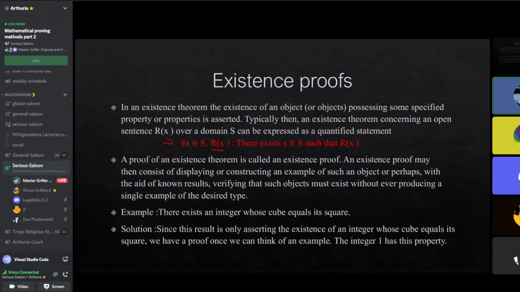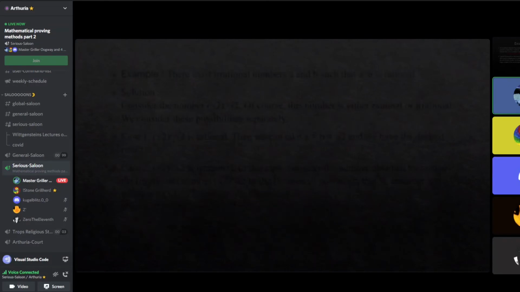So that's our example. The important thing to consider here is that 1 is in the domain of integers and has the property such that it satisfies what is R(x) in this case, that being its cube being equal to its square. Very intuitive, very easy. I don't think that there should be any problems here. If anyone has questions, of course, they can ask, and I'll be going to the next slide.